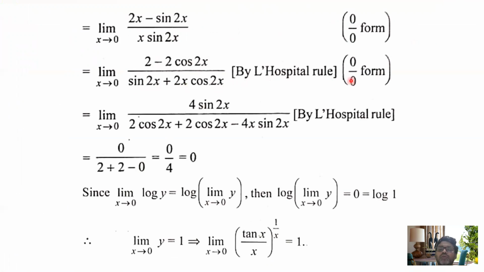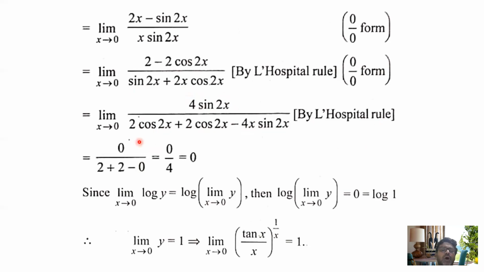By using L'Hospital's rule, again we have a 0 by 0 form, since 2 minus 2 into 1 is 0 and the denominator is also 0. So ultimately again a 0 by 0 form. Again differentiate: the numerator is 4 sin 2x, and the denominator is 4 cos 2x plus 4 cos 2x minus 8x sin 2x, by using L'Hospital's rule. Now substitute the value. The numerator part is 0, and the lower part is 4 plus 4, that is 8, minus 0.